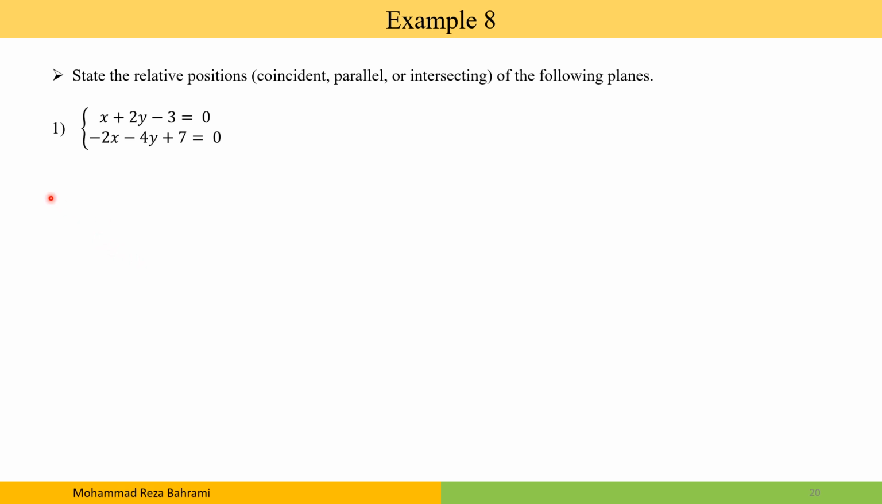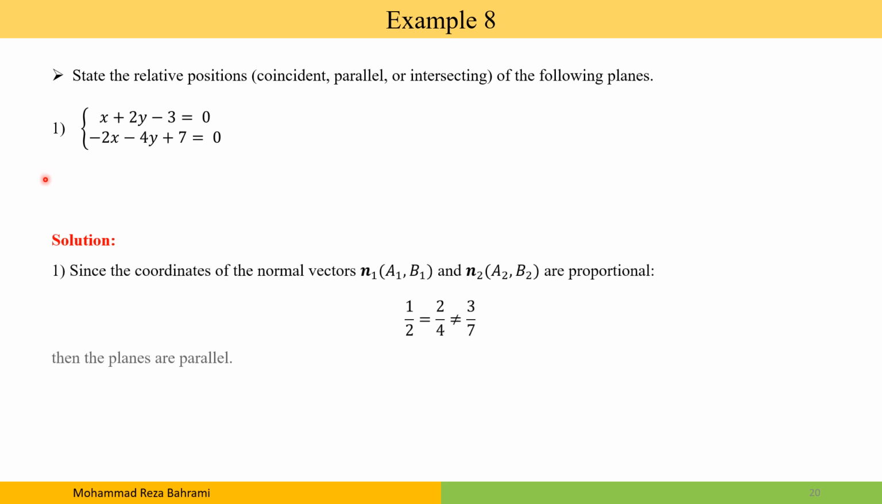So let's have another example here. State the relative position. Are they coincident, parallel, or intersecting of the following planes? So we have a system for two planes, and we want to find their relative positions. Here, as you can see, we have normal vectors for plane 1, which is 1 and 2, and for the second one is -2 and -4. So we have these proportional coefficients and inequalities. From here we can say that the planes are parallel because the system is inconsistent.